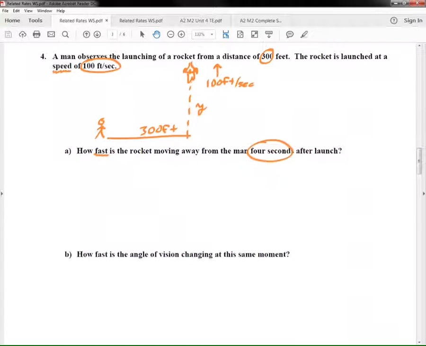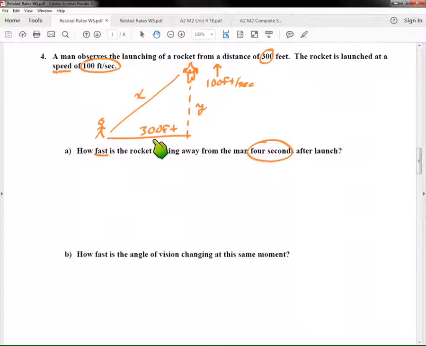So we want to see how fast the rocket is moving away from the man. Let's think about this very quickly. This is moving up, moving away from the ground, which is causing this distance right here to change. This distance is the distance that the rocket is from the man. Let's give this one an x. Since the rocket is going up, that is changing y and it is changing x. Those are the two values changing in this scenario.